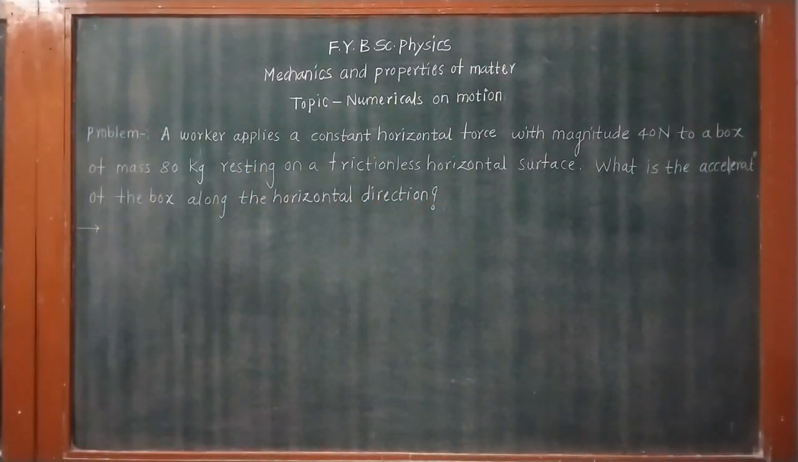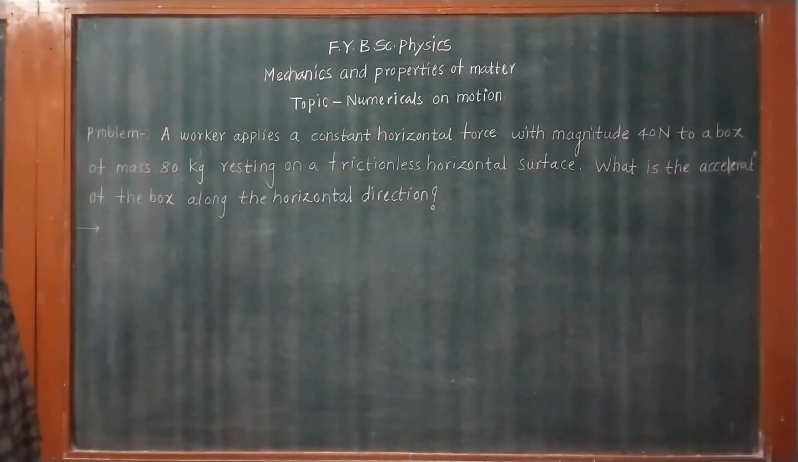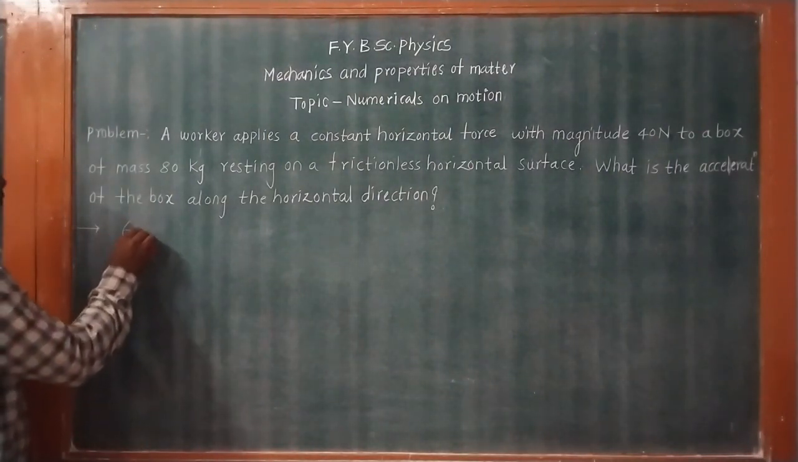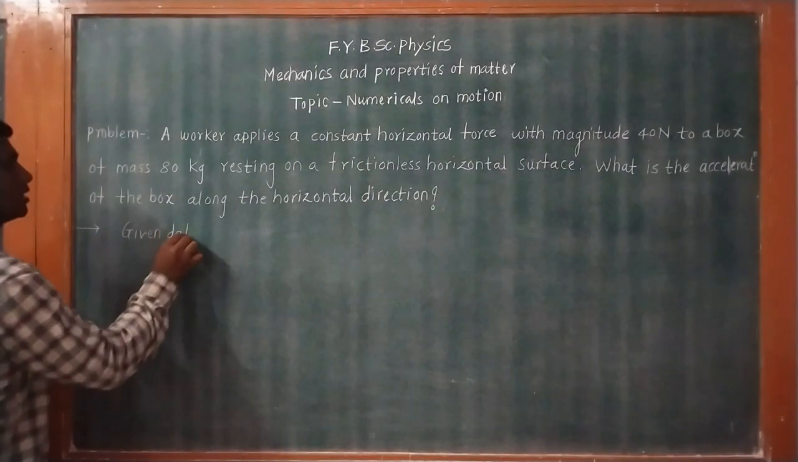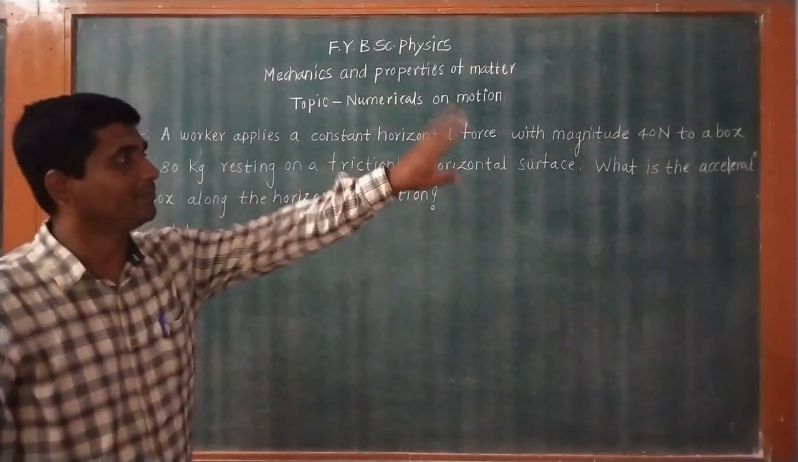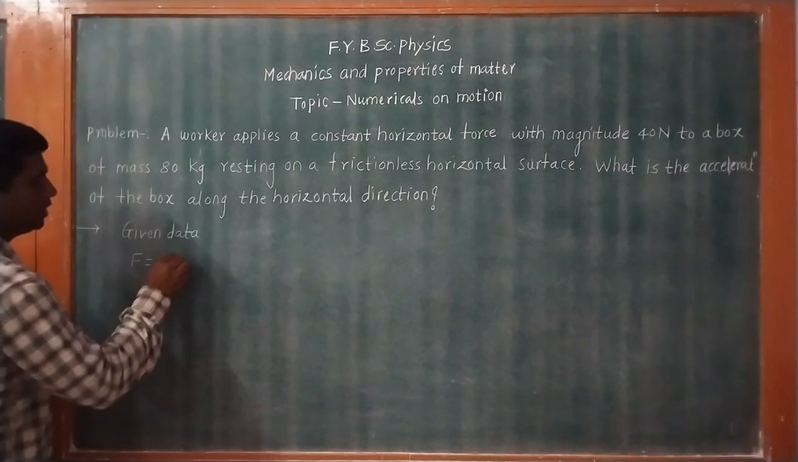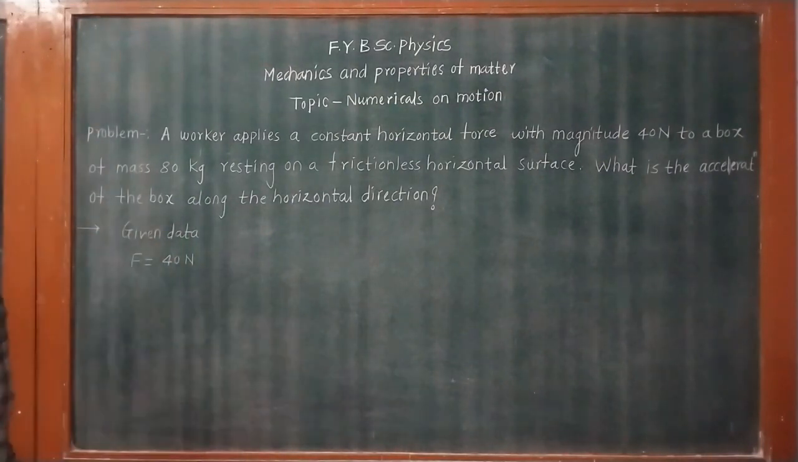So this is the problem. First of all, we will try to understand what is given and what has been asked us to find out. The problem says a worker applies a constant horizontal force with magnitude 40 Newton. So I write it over here, given data. F is equal to 40 Newton. It's the magnitude of the force which is given.